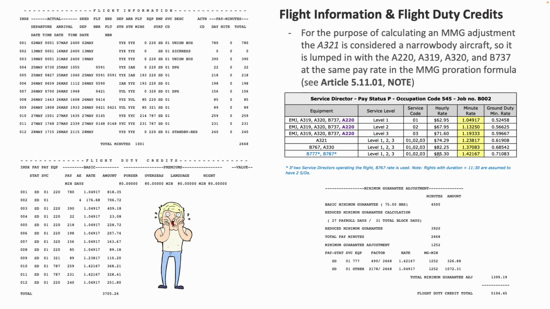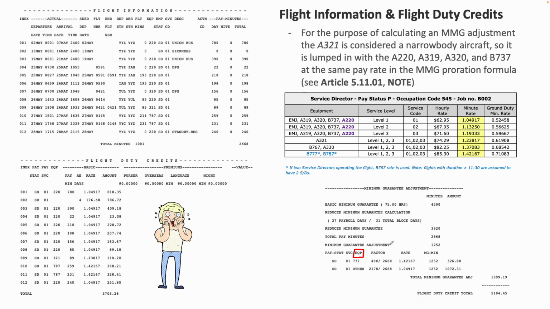Let's move on to calculating our minimum monthly guarantee adjustment, so that lovely top up. We have to look at a few key parts of our minimum guarantee adjustment portion of our flight summary. And one of those is EQP. So that's equipment, just as it is everywhere else in our flight summary. But that would be the equipment pay rate.